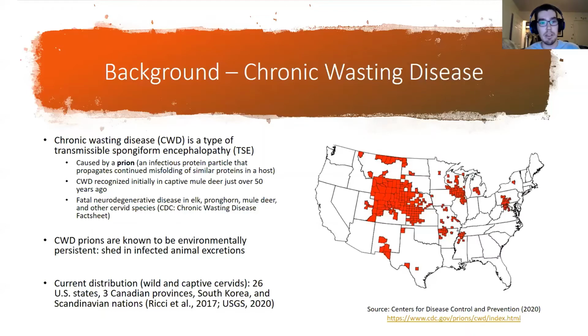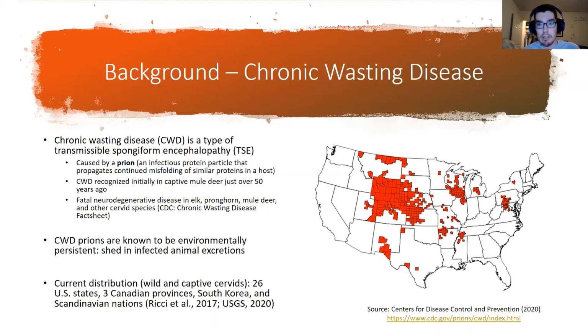So for a little bit of background, chronic wasting disease is a type of transmissible spongiform encephalopathy, or TSE. These diseases are caused by a prion, which is an infectious protein particle that essentially gets into a host and causes continued misfolding of similar proteins, which can lead to fatal neurodegeneration in infected hosts. Chronic wasting disease specifically was initially identified in a captive mule deer just over 50 years ago, but it is now known to affect many different types of cervids, including, but not limited to, elk, pronghorn, and moose.